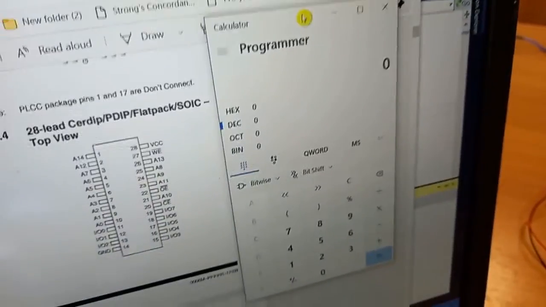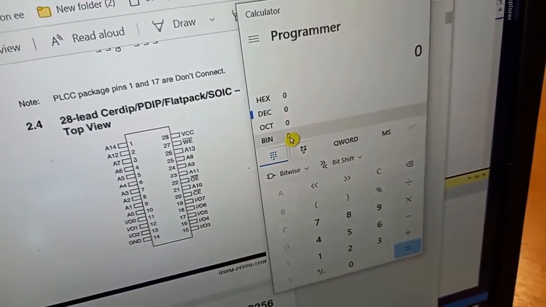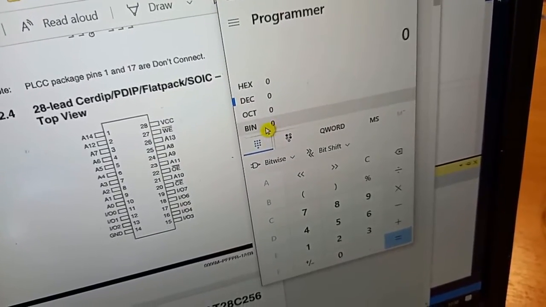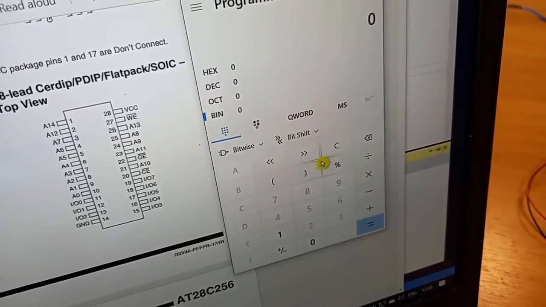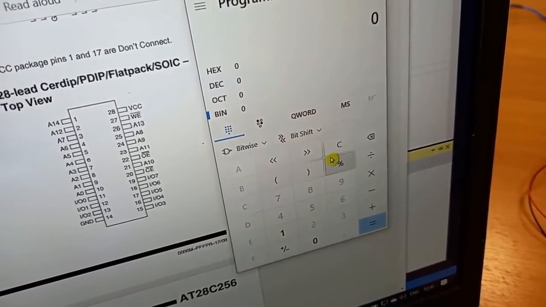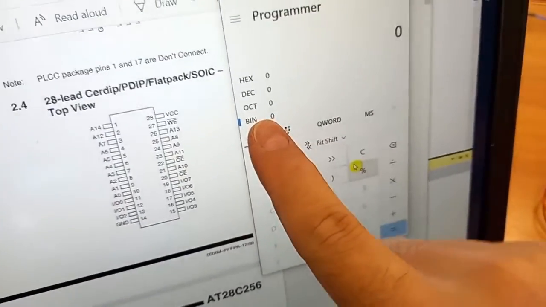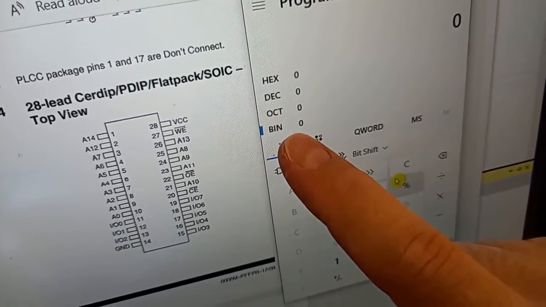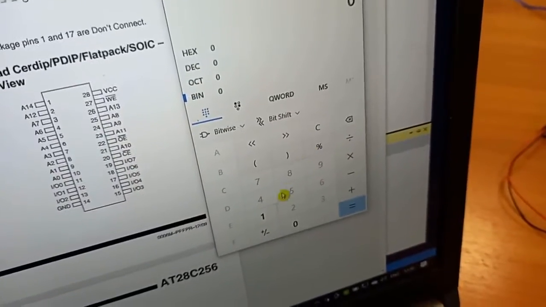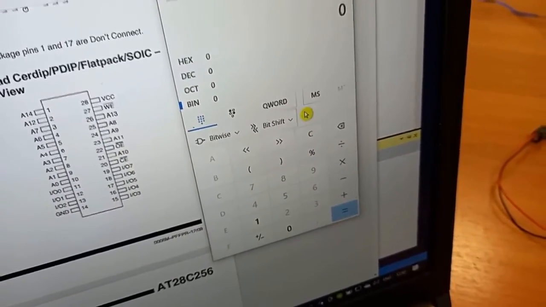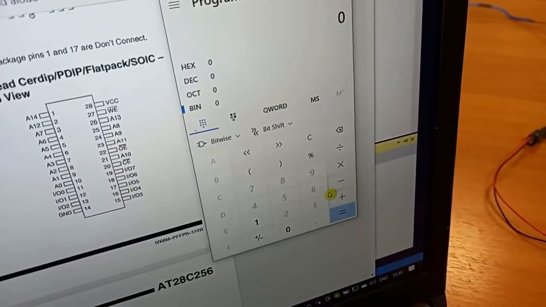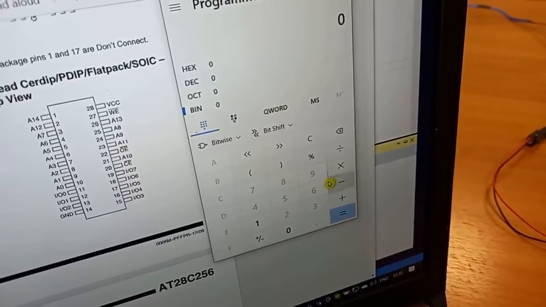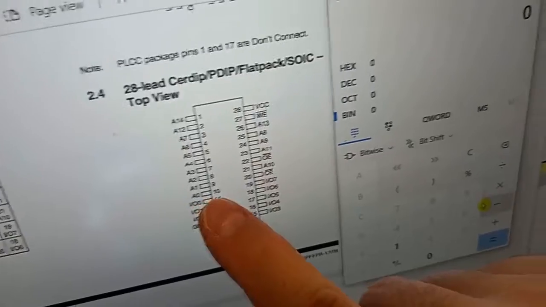That means we have 15 legs, and in the binary system each one can be either 1 or 0. For example, we have 0 now at leg A0.